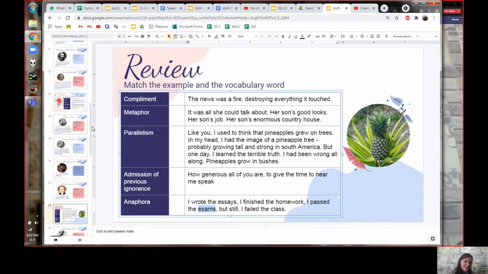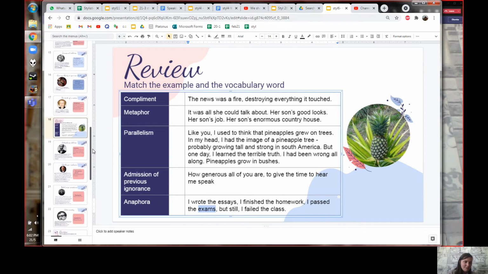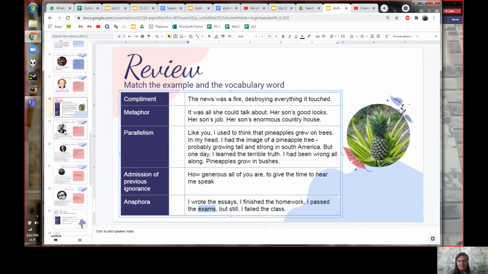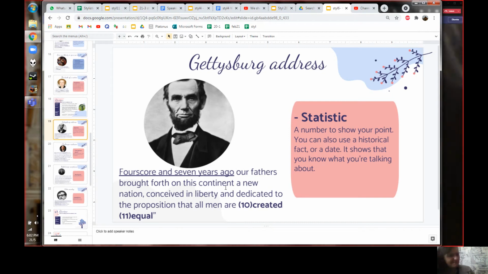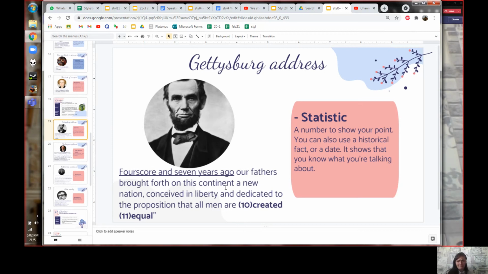Great. Okay, so not very many left. I think there's 4 more to go. Okay, this one. Lincoln starts his Gettysburg Address with 87 years ago. Can you remember how many is 7? 87 years ago. So he starts his speech with 87 years ago. Why does he do that?